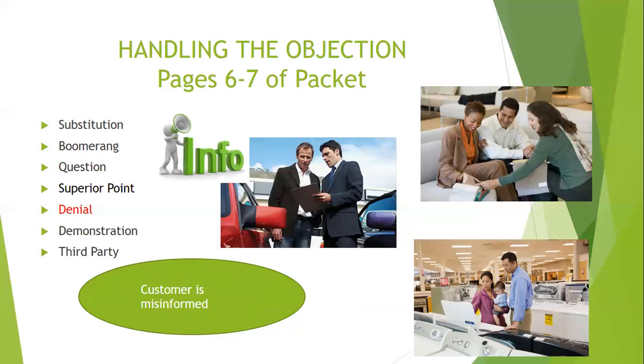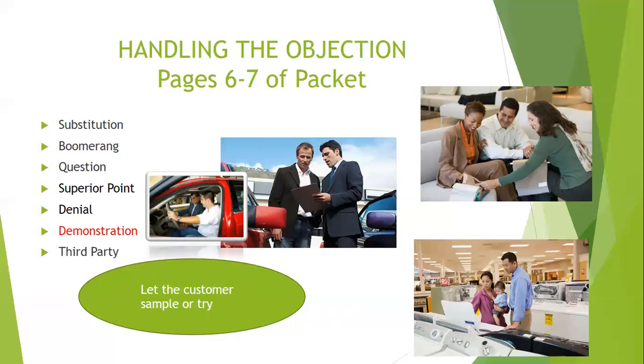The next way to handle objections is denial. Sometimes customers are misinformed. So you can actually tell the customer, no, that's not true, and then give them the correct information. So for example, a person is searching for a car, and they say, well, I heard this one is not good on gas. And then the salesperson says, well, no, that's not true. This actually gets so many miles per gallon. And so they inform the customer. So that's called the denial method.